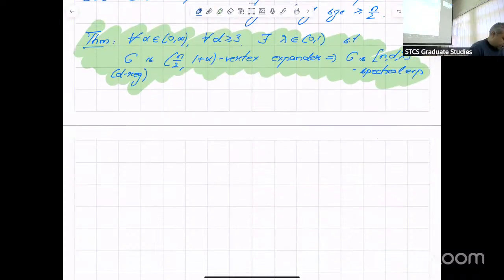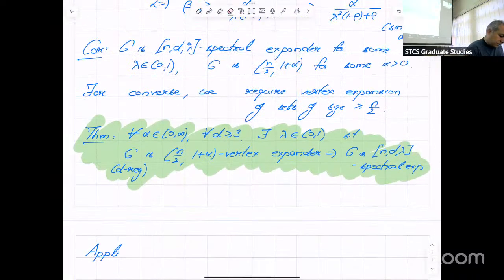Okay. What we'll do from now onwards. Which one? That the proof will require vertex expansion of sets of size at most n/2, that is, of all sets of size at most n/2.